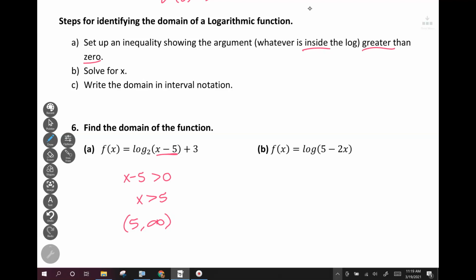All right, on B, take what's inside the log, 5 minus 2x, set it greater than 0, solve for x. So I'm going to subtract 5, divide by negative 2. Now don't forget, when you divide by negative, you're going to flip that inequality, make it less than, and you'll have 5 halves, positive 5 halves, or x is less than 2.5. So less than is going to be negative infinity to 2.5 or 5 halves. Parentheses again because there's no equal to.